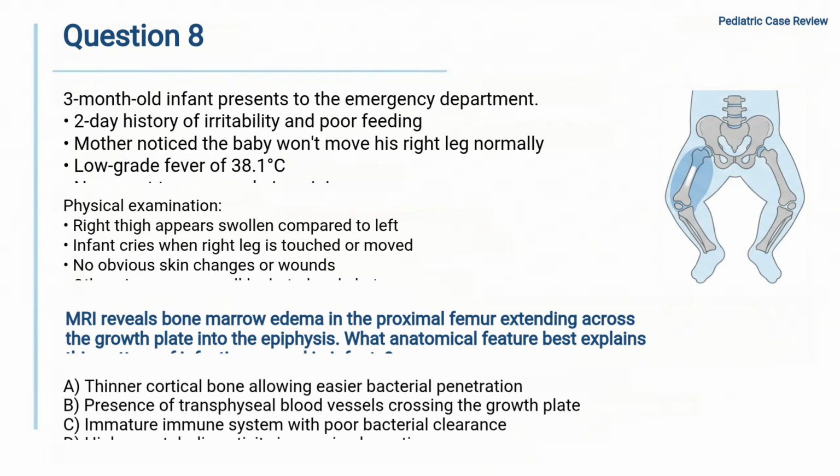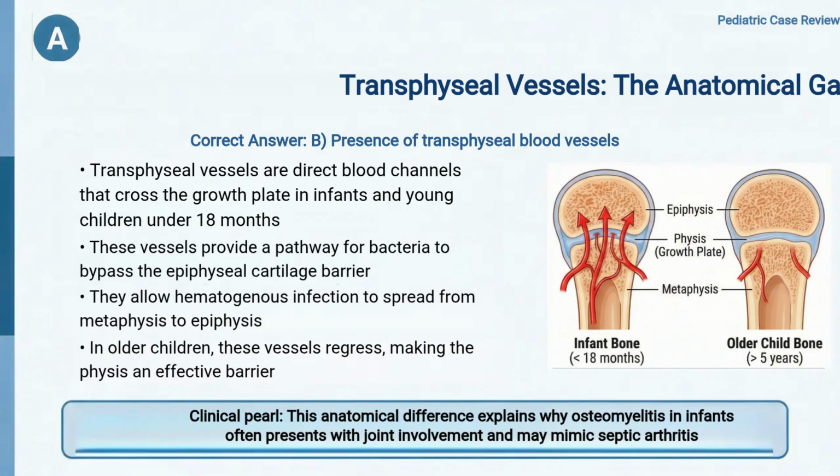Option A. Thinner cortical bone allowing easier bacterial penetration. Option B. Presence of transphysial blood vessels crossing the growth plate. Option C. Immature immune system with poor bacterial clearance. Option D. Higher metabolic activity in growing bone tissue. The correct answer is option B. Presence of transphysial blood vessels crossing the growth plate.